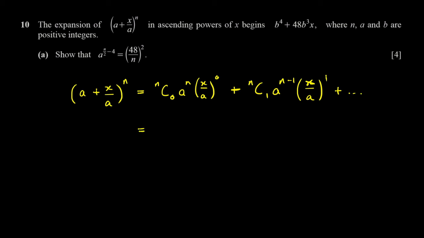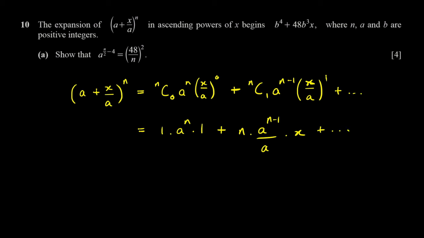All right, then nc0 is just 1, because anything c0 is 1. And then we're going to have here a to the power of n. And then x upon a to the power of 0 is 1, because anything to the power of 0 is 1. Next, nc1 is n, right? 5c1 is 5, 6c1 is 6, 7c1 is 7. So nc1 is n. You can check it on a calculator if you want. Times by a to the power of n minus 1 divided by a times by x.